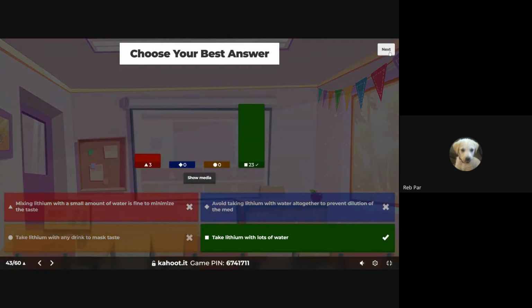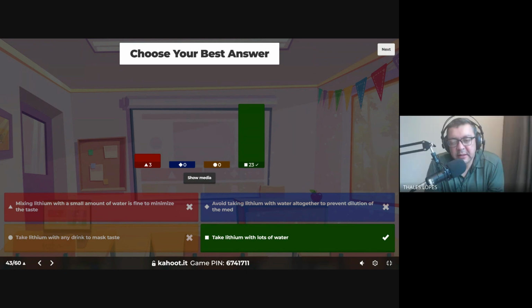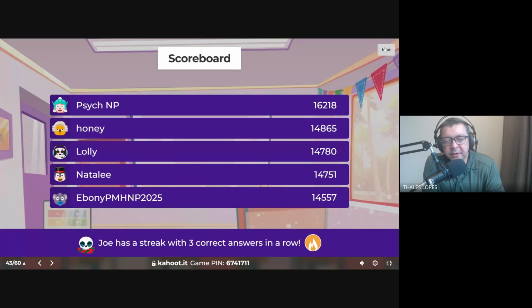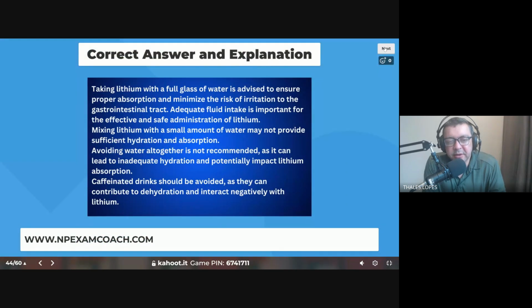All right, so the idea here, remember, Kahoot doesn't allow me to put a lot of words in it, right? So the idea here is to really take lithium with lots of water to ensure hydration, okay? Now a fuller answer would be in the question bank. Taking lithium with a full glass of water is advised to ensure proper absorption and minimize the risk of irritation to the gastrointestinal tract, okay? So that would be more of a complete answer.